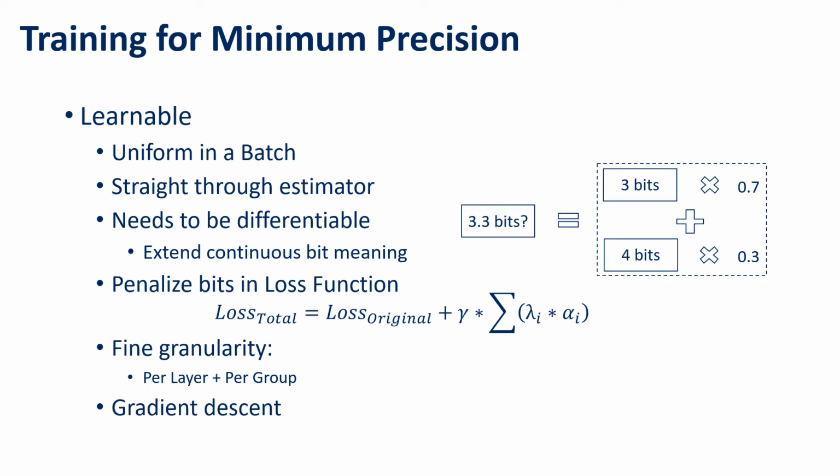Finally, we can apply the gradient descent algorithm as usual. However, this process will lead to non-integer bitlengths. Since no hardware can run these, we need to round them up to integers and do some fine-tuning.